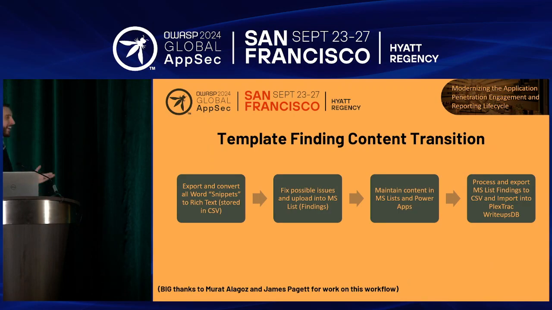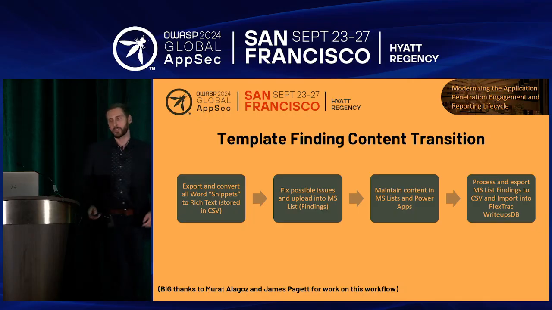The challenge was getting it into a format where we could do this. So thanks a lot to two of our team members, Murat and James, who undertook the process of developing the scripts to parse out all of the Word content from all of the sections, produce a CSV document, parse that so we could upload it to a Microsoft list, and then build the automation so that we could export that and then upload it into PlexTrack. So now we maintain all of our template content in this Microsoft list, and all we have to do is run the export, and we can upload a CSV that produces a database native to PlexTrack.